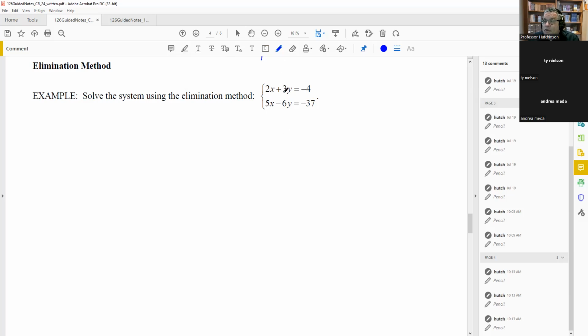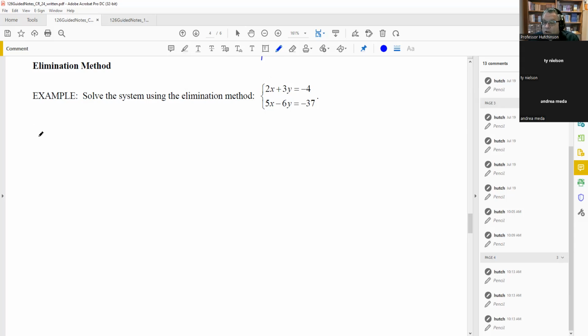6 divides into itself and 3 divides into 6. So because of that, I only would need to multiply the first equation in this case. Of course, I would need to just multiply by 2 to make that a 6. But then when I add it to the bottom one, that would cancel out the y's. So that's the method that I'm going to use here.